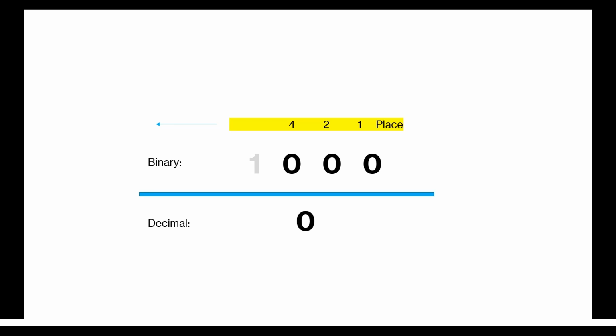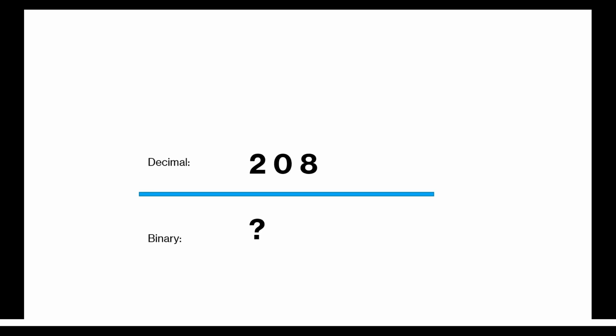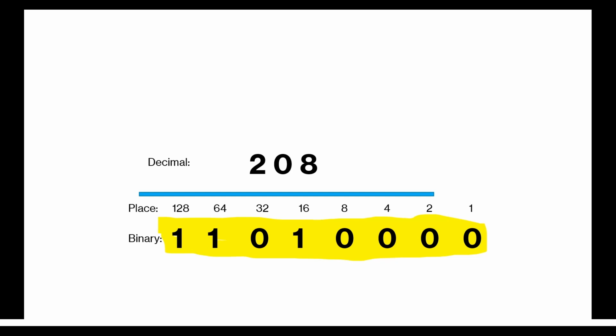Okay, so let's try to convert the number 208 into decimal. Or I'm sorry, from decimal into binary. Okay, pause the video, try to work this out on your own. Okay, so the answer is 11010000. Okay, and we can check our work by adding up 128 plus 64 plus 16. And that's going to give us the number we know in decimal as 208.